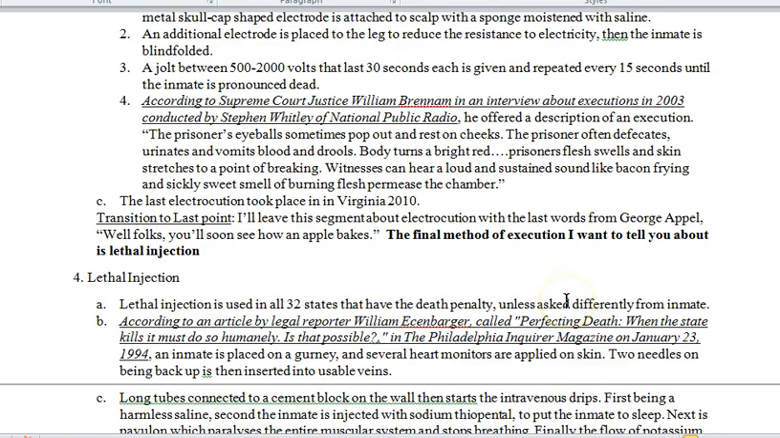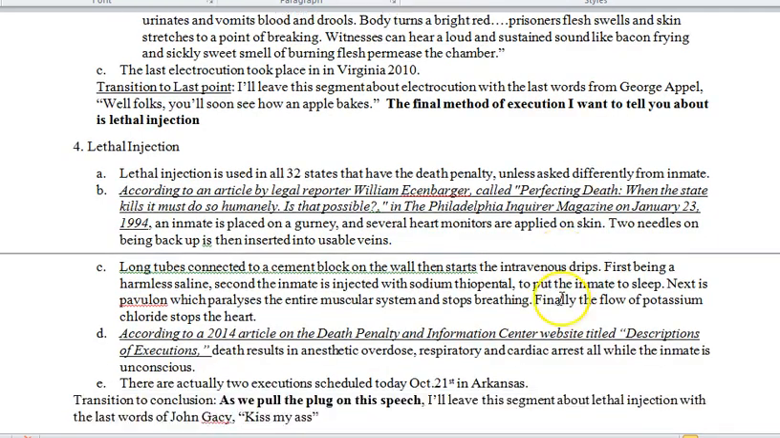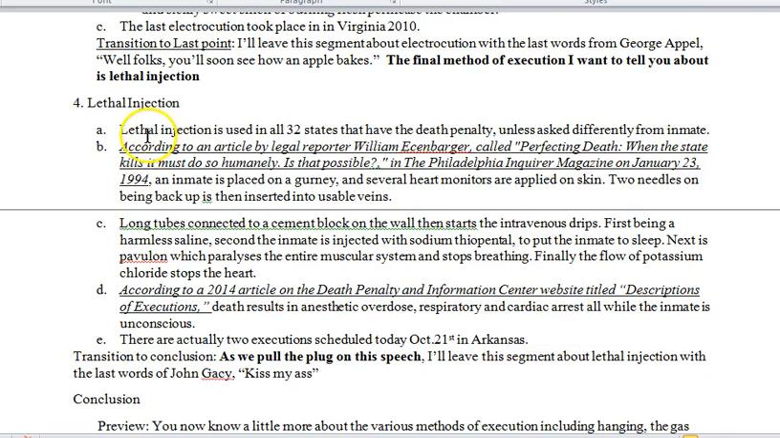Great transitions. Told us where we just were, had that kind of interesting information about last quote, which you wouldn't be able to do for every kind of topic, but for this topic that was a nice touch. And then importantly told us where we're going next. Okay, so now we've got lethal injection, similar subpoint structure.